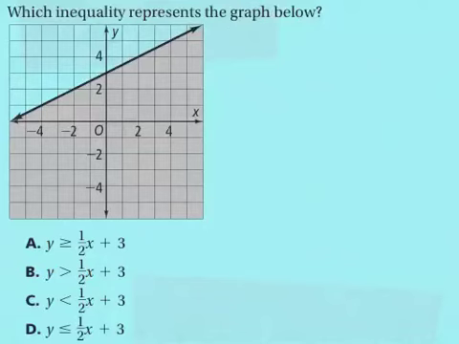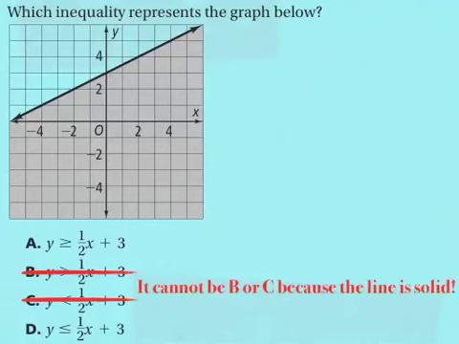This next example says, which inequality represents the graph below? If you just look at the graph, we can tell that we have a solid line, and we can also tell that it's been shaded below. I can immediately eliminate 2 of my choices because I have a solid line. Because I have a solid line, it cannot be B or C. I know that it has to be either greater than or equal to or less than or equal to because of the solid line in the graph.